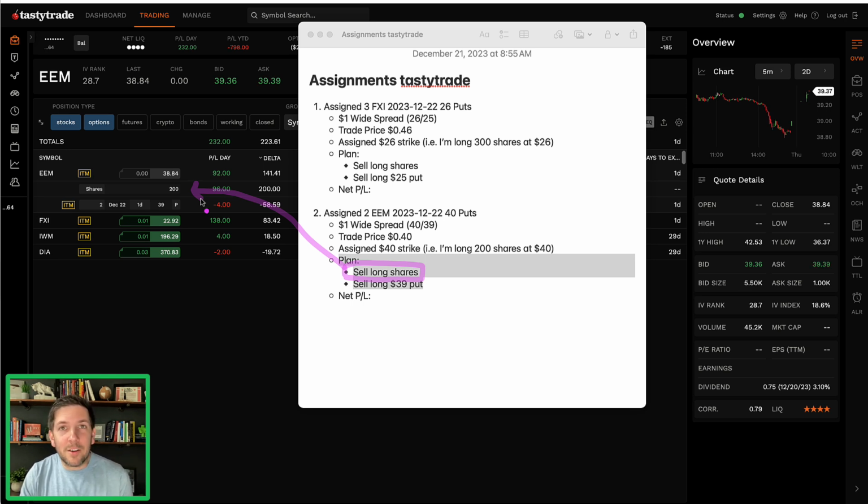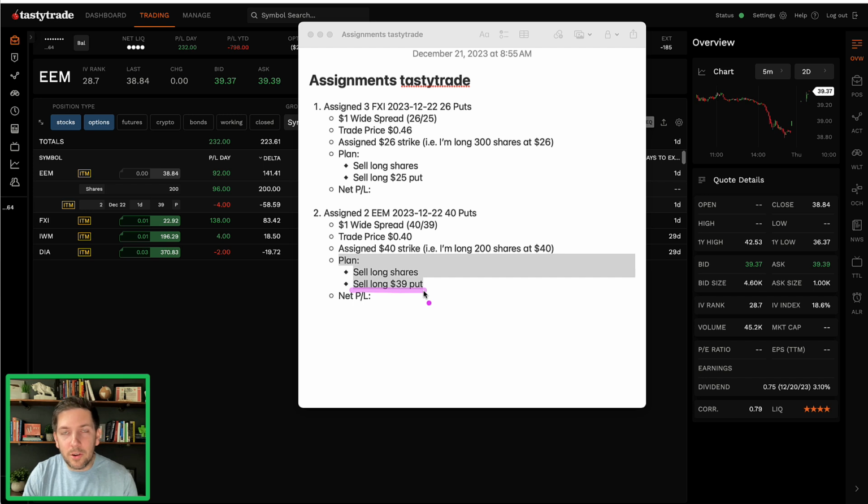Those shares are exactly what's causing our maintenance requirement, our margin call, our Reg T call. All of that is because we have long shares that we don't have enough capital to hold. So tastytrade is saying, look, you either transfer capital to hold it or you sell out of the position. In our case, we're first going to sell the long shares. That's the first component.